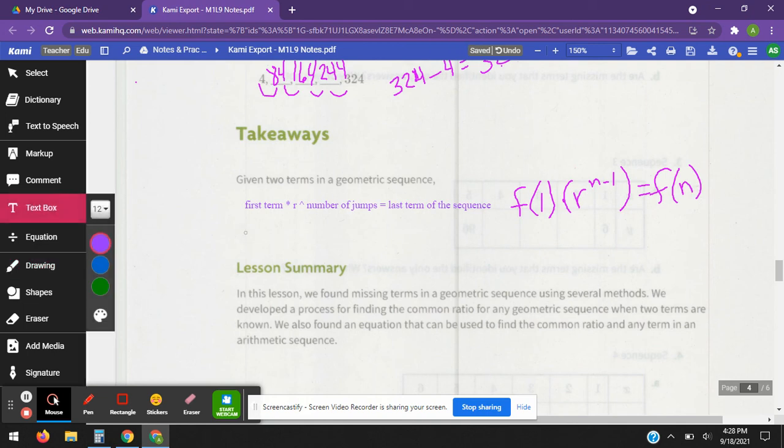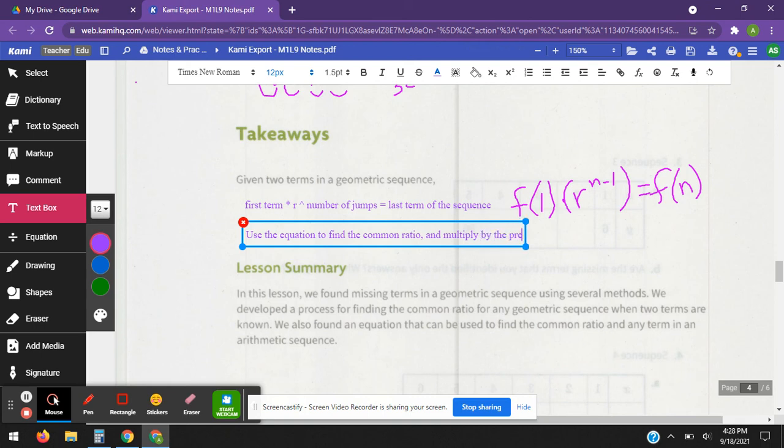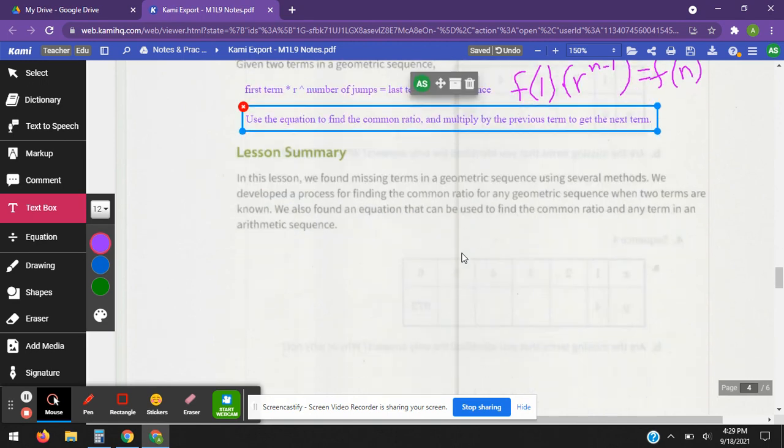So let's go ahead and just put some more words to this. Use the equation to find the common ratio and multiply by the previous term to get the next term. So the same idea as we've been doing. We set up our equation and then we solved. All right.